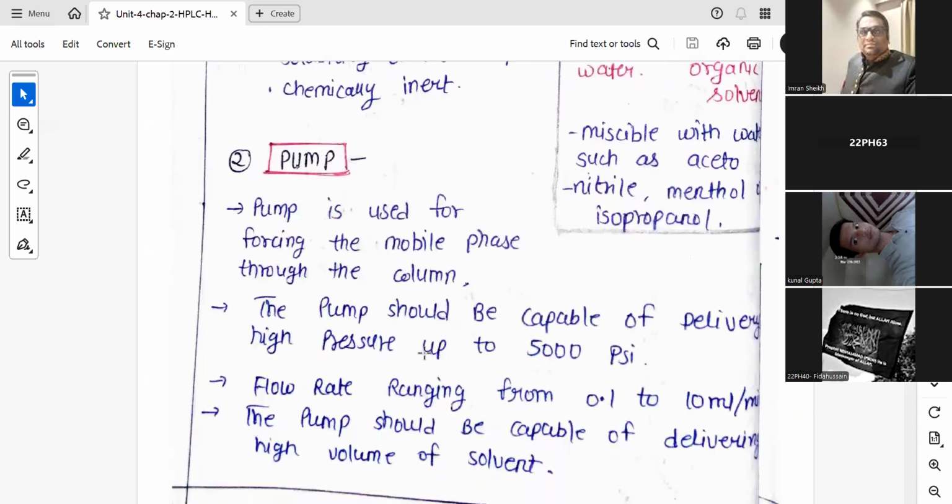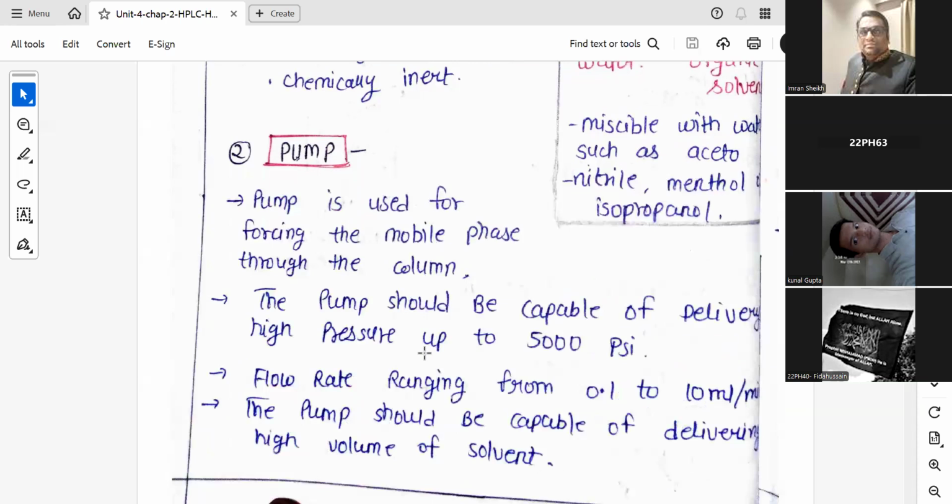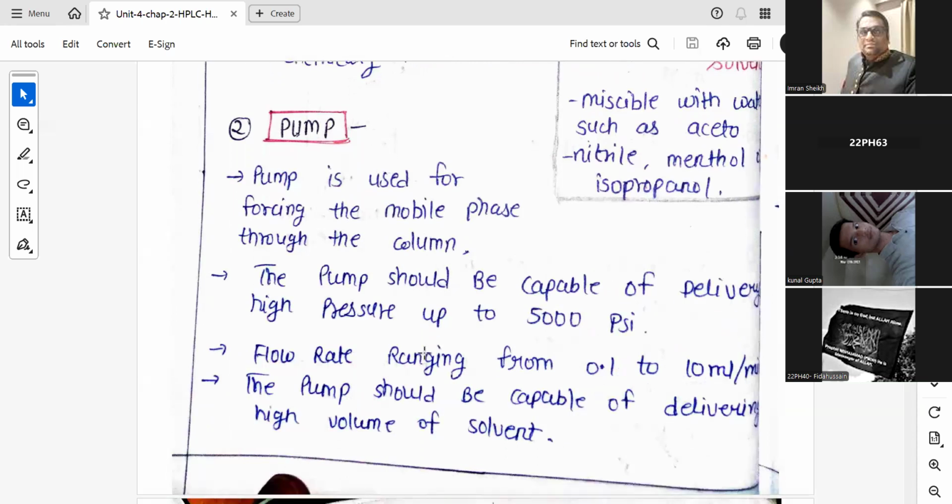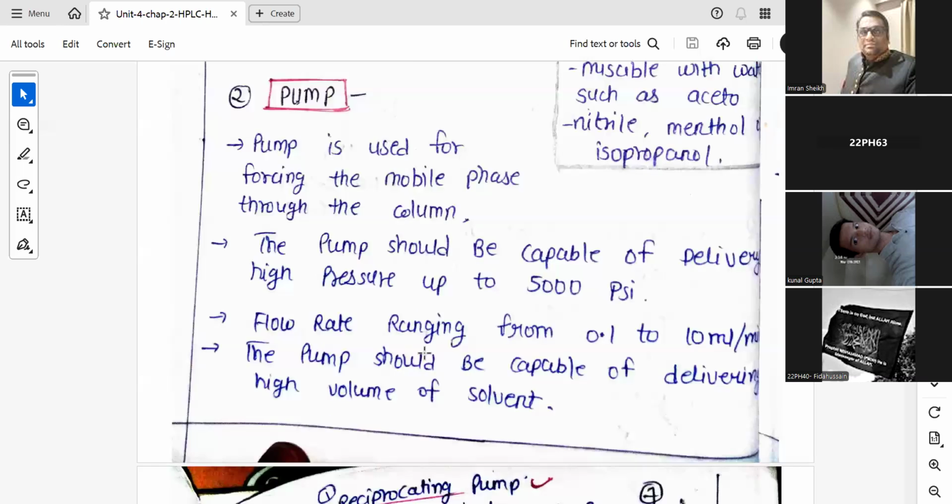Thereafter, the pumps are used obviously for forcing the mobile phase through the column. The pump should be capable of delivering high pressure of 5000 psi. The flow rate range should be around 0.1 to 10 ml per minute.